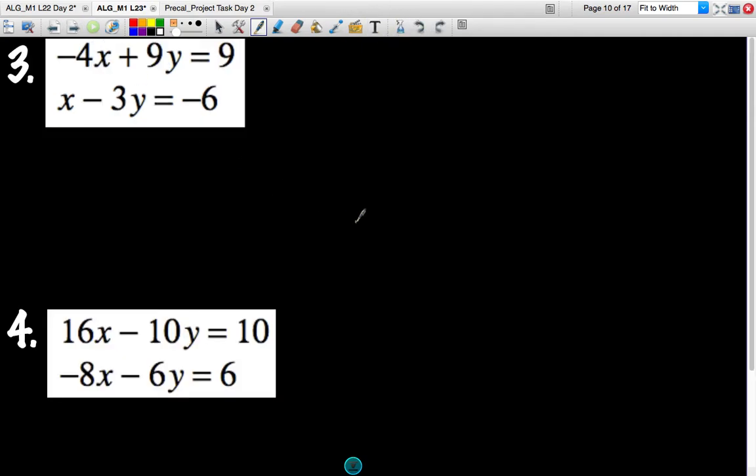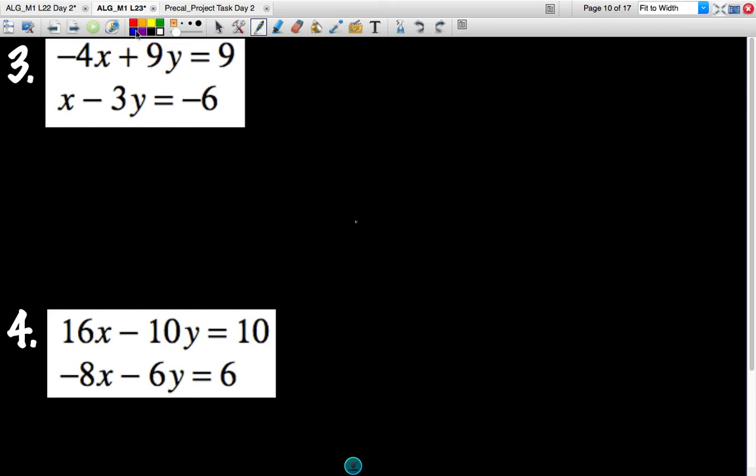Let's look at number 3. Let's see if our x's eliminate. Negative 4x plus x, that does not eliminate. And 9y minus 3y, that does not eliminate. Which means we will need to multiply at least one of these so that we can eliminate it.